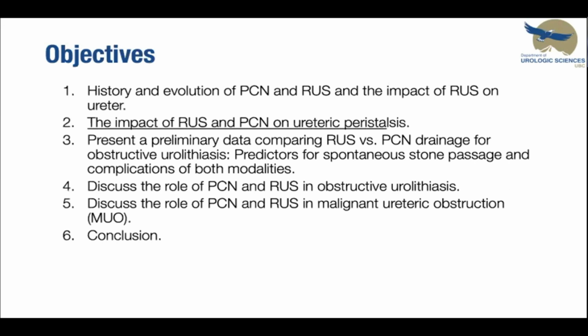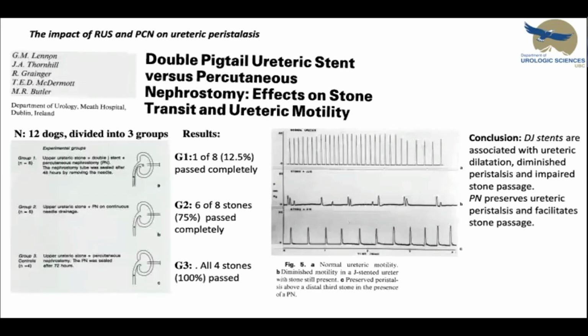Now I'm going to discuss the impact of stent and nephrostomy tube on ureteric peristalsis. This interesting article was published by Lennon and colleagues in European Urology in 1997. The effects of double pigtail ureteric catheter and percutaneous nephrostomies on ureteric motility and artificial stone transit were assessed in 12 dogs.